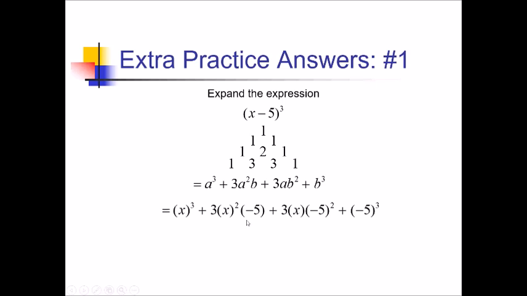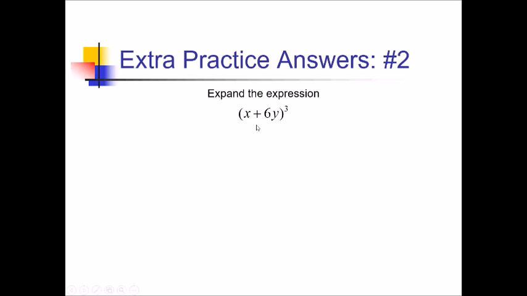Going through and simplifying, this is x cubed. Next, we have 3 times -5 is -15x squared. Next, -5 squared is 25, times 3 is 75, so we have plus 75x. And finally, -5 to the third power is negative, and 5 cubed is 125.